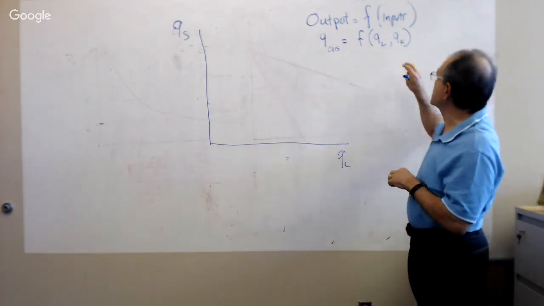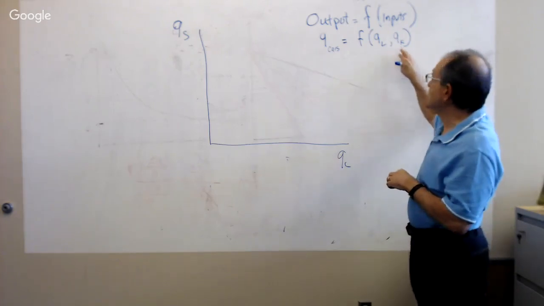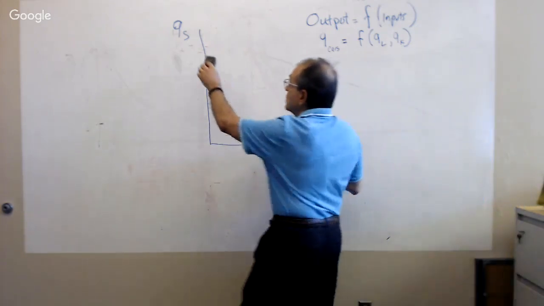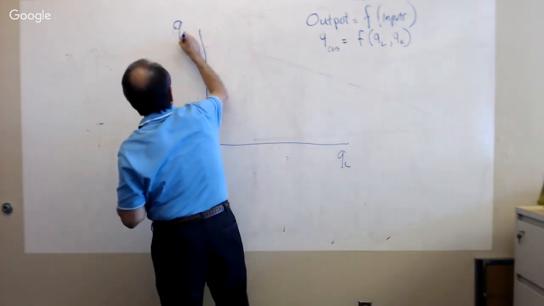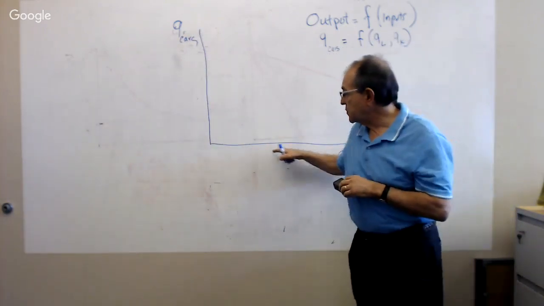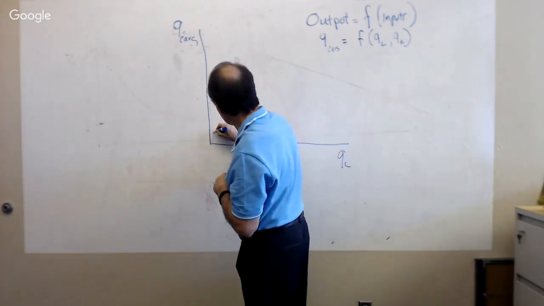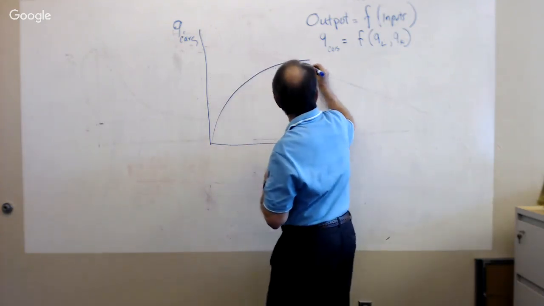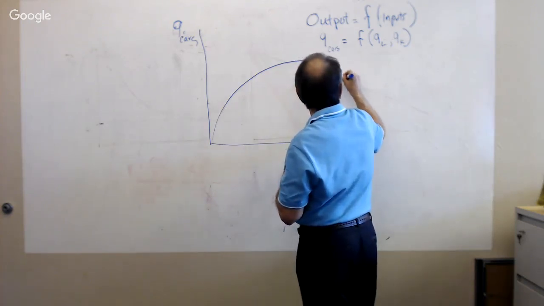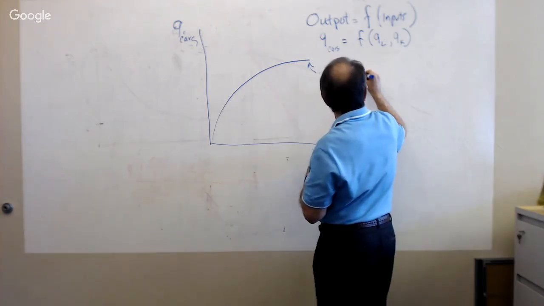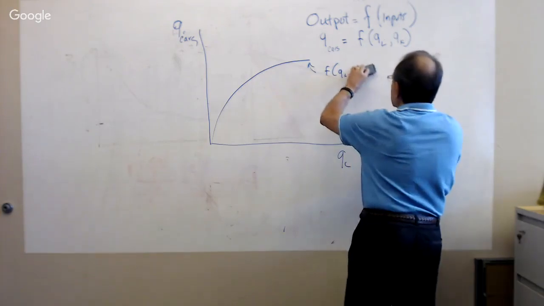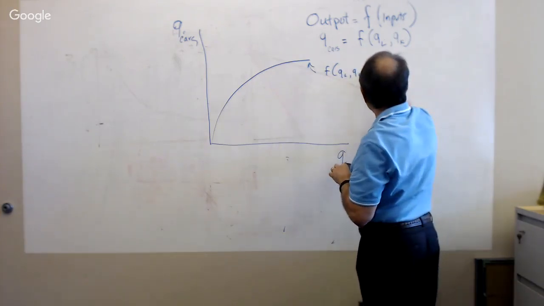It's better to think that the size of the plant is fixed, and I'm going to vary the number of workers. So over here I have the number of cars produced, and here I have the amount of labor that I'm going to use. A production function typically will look like this, and this is for a fixed amount of capital. Let's say 100 units of capital.